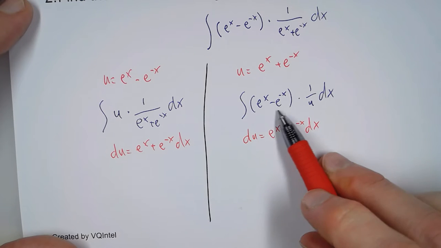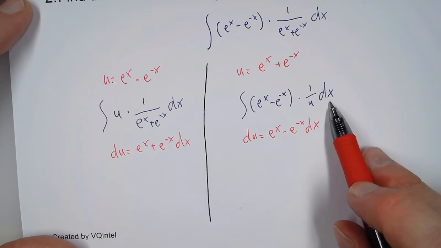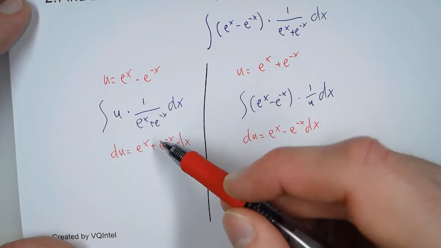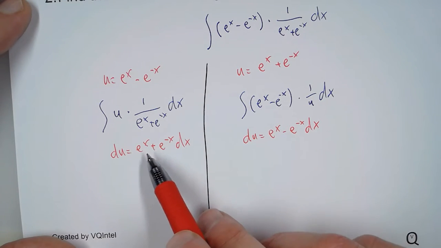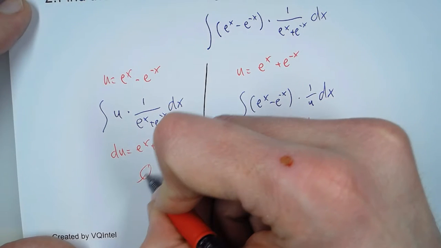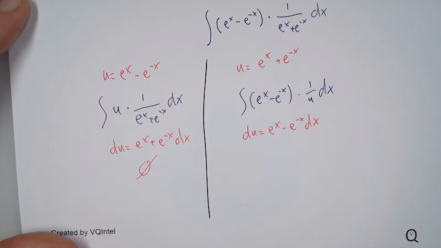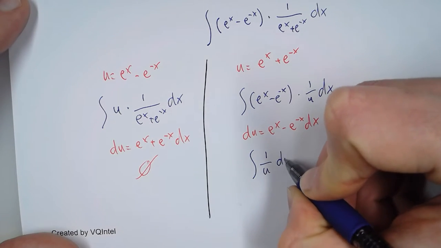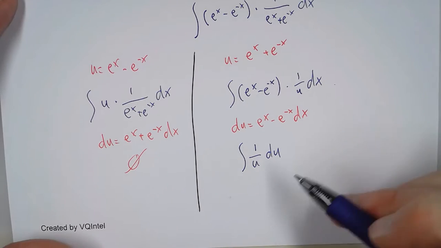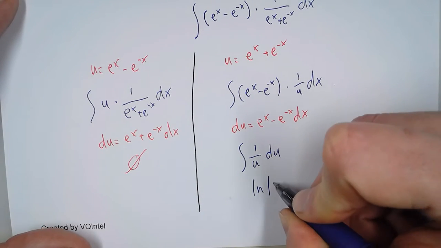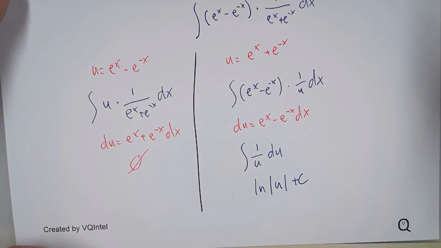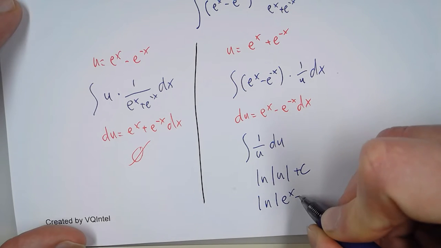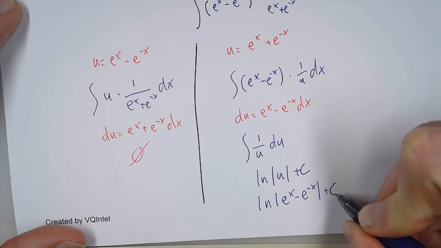Now here we've got e to the x minus e to the negative x, and we've got the dx. So this replacement can happen. Here we don't, because this is 1 over e to the x plus e to the negative x, where this one isn't. So that means this doesn't work. Instead, it's going to work like this. We replace that, so we have 1 over u du. Now that it's all in terms of u, we can take the antiderivative, which is ln of absolute value of u plus c. And so when we replace u, that's going to be ln of e to the x minus e to the negative x plus c.